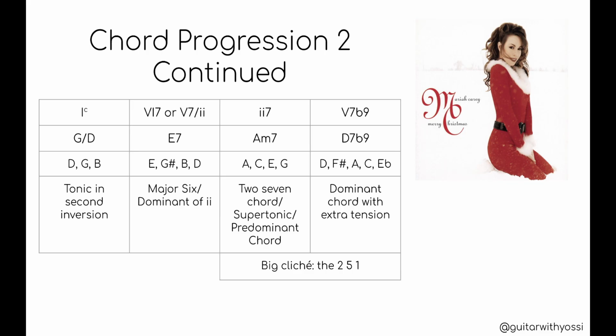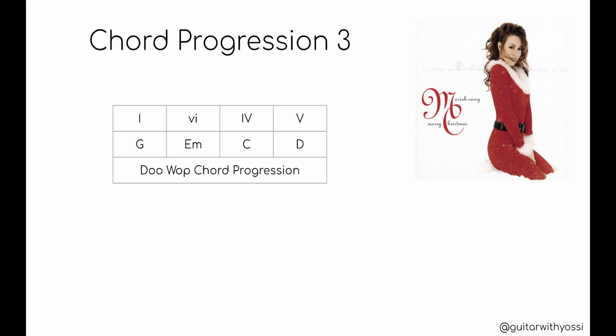This D7 flat 9 is only used a couple of times in the song, and it's used to create a lot of extra tension before moving to the 1. There are a few other dominant chords used in this song, and we're going to explore those later. Okay, so that big old 2-5-1 resolves us to the G, and as you can see, we have our basic doo-wop chord progression.